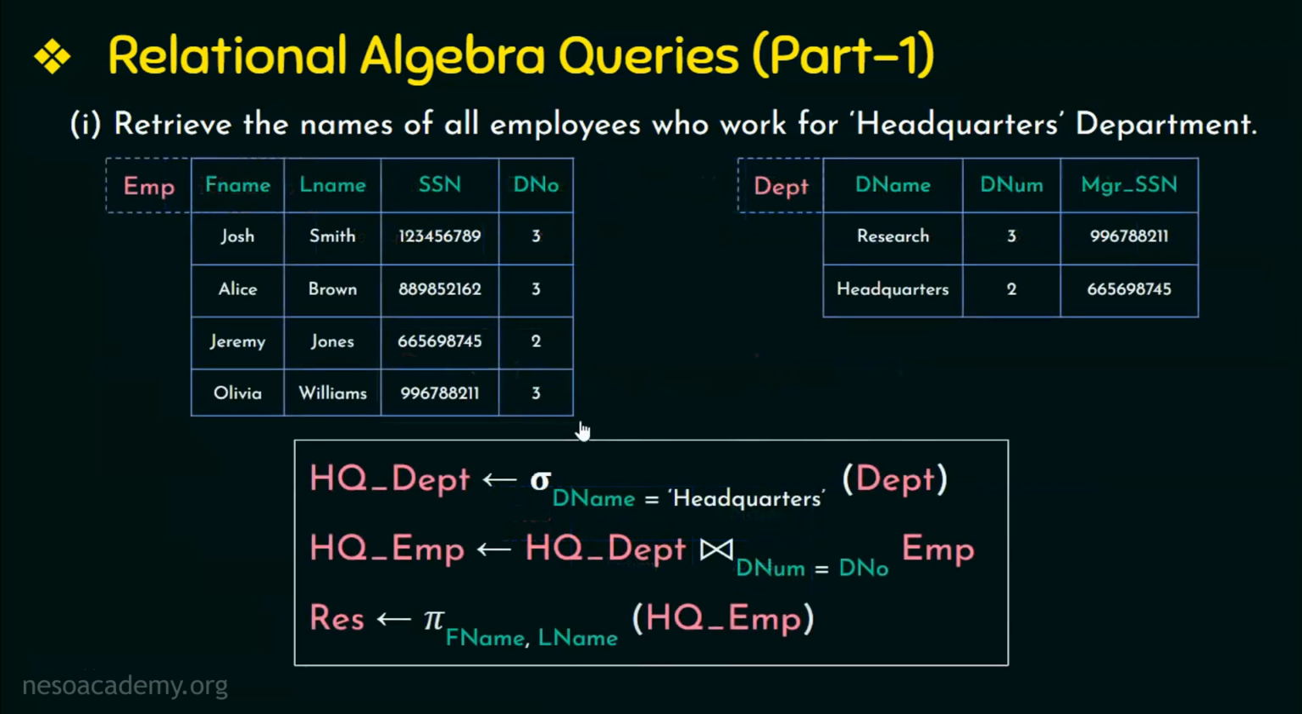Now this query can be written in other ways too. For example, we can reverse the first two steps, that is, we can first join the two relations department and employee and then select the tuples with dname as headquarters. Also, we can write this query by replacing the join operation with natural join after renaming the join attribute, which is dnumber, since we know that to perform natural join on two relations, the join attribute should have the same name. You can try these alternative queries by yourself and you will get the same result.